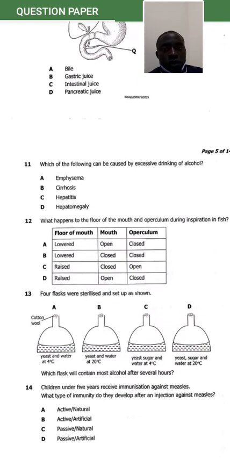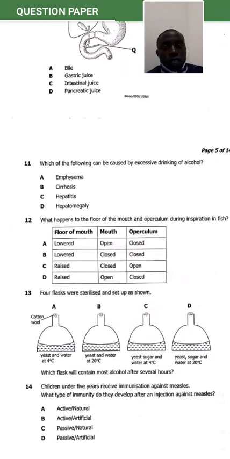So question 11. Which of the following can be caused by excessive drinking of alcohol? Too much drinking of alcohol causes the problem called cirrhosis. Cirrhosis is a disease whereby the liver is being inflamed. Okay.